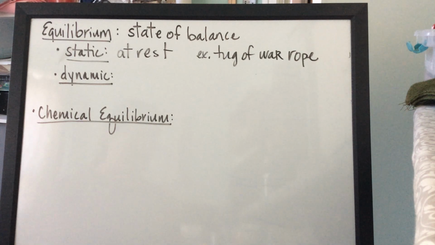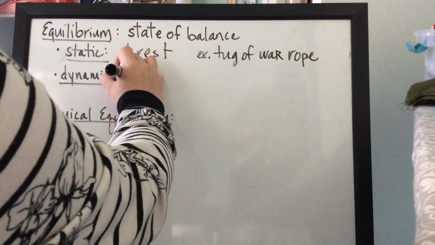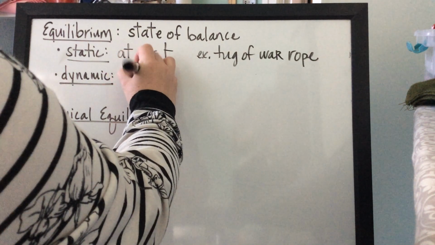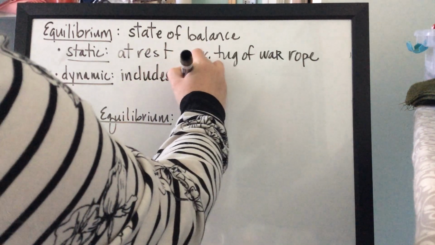I'm sure there are lots of others, but in chemistry, we're not concerned with static equilibrium. We're concerned with dynamic equilibrium, which means that there's movement involved. We'll say includes movement.